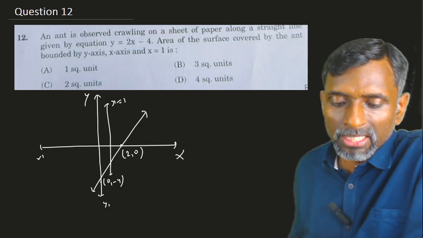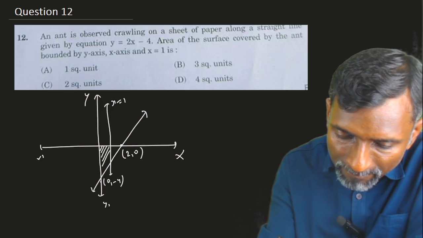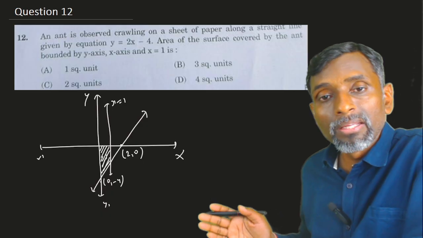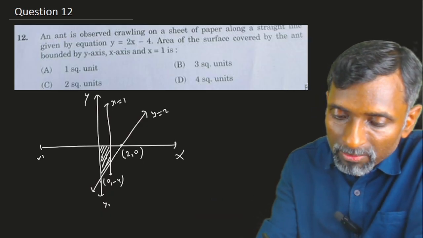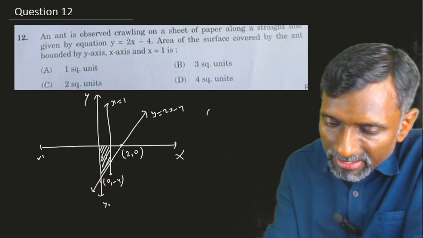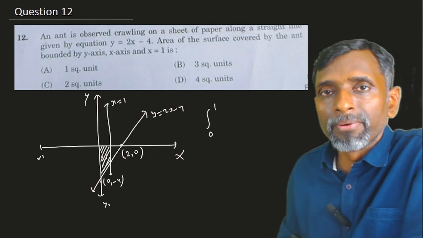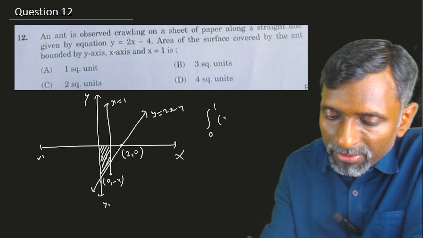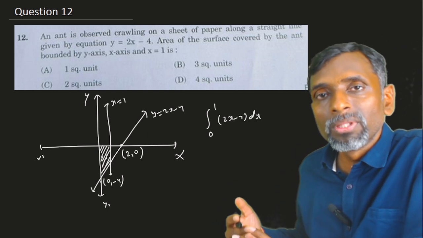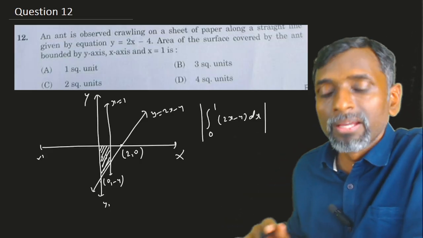Y-axis, x-axis, and x is equal to 1 means we have to find this area, I think so. Yeah, this area we need to find. The ant is crawling along the line y is equal to 2x minus 4. It's a very simple integration question. If we are finding the area of the shaded portion, it is the limit 0 to 1, and the integrand should be 2x minus 4 dx. But the area is below the x-axis, so we must take the modulus. Of course, because area cannot be negative.